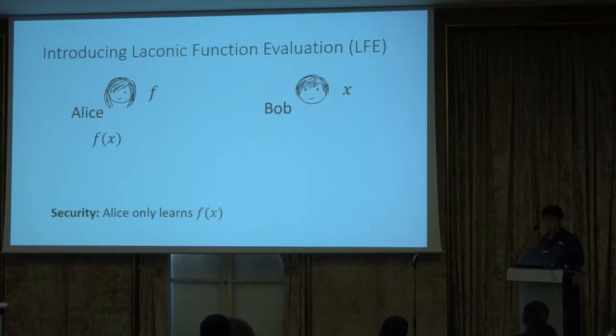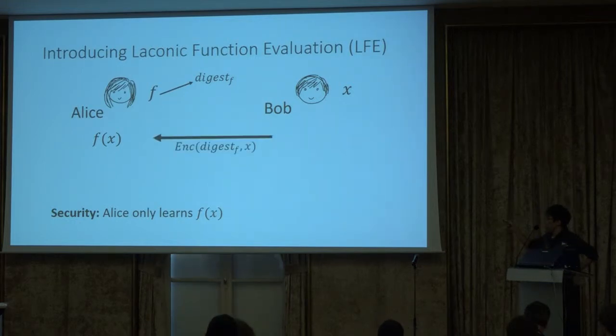We are doing crypto, so the thing we're hoping for is that Alice doesn't learn anything other than the output of the computation. In other words, we don't want Bob to directly send over x to Alice, and Alice to compute everything on her own. To do so, Alice will process her function in a certain way and publish some information that depends on the function, a digest, in the sky. Using this digest, Bob will be able to encrypt his input x and send it over to Alice, and hopefully Alice will be able to use this ciphertext to retrieve the output of the computation.